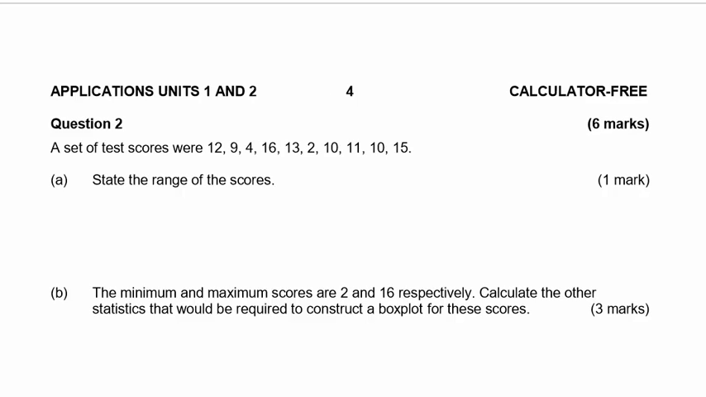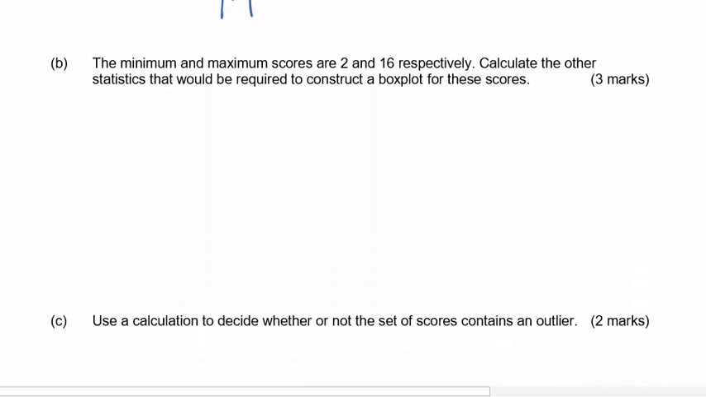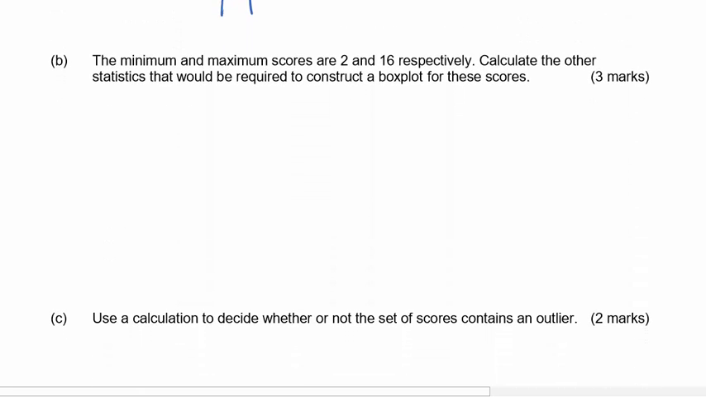Alright, question 2. The set of scores are listed here, and we need to know the range of the scores. Now, this is a single number, it's not a lowest dash highest. So our highest number is 16, and our lowest number is 2, and so our range is simply 14, or 16 take 2. The minimum and maximum scores are 2 and 16 respectively.